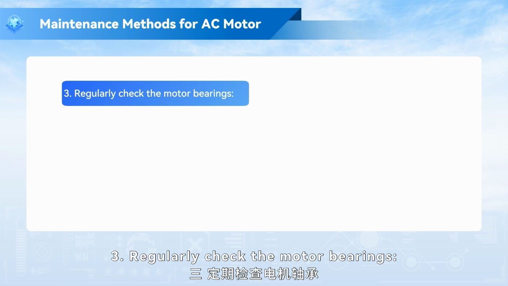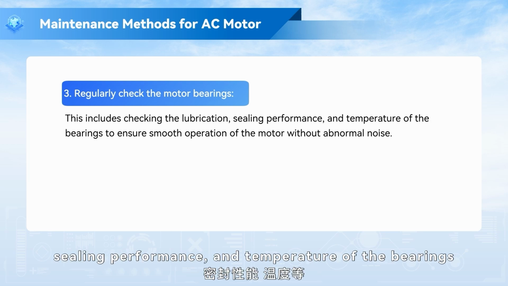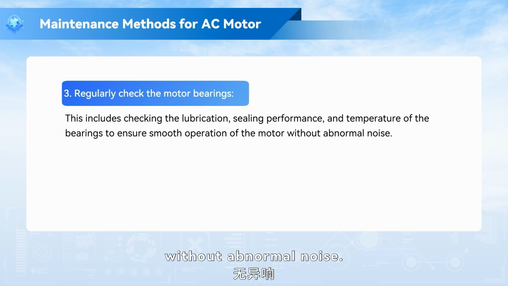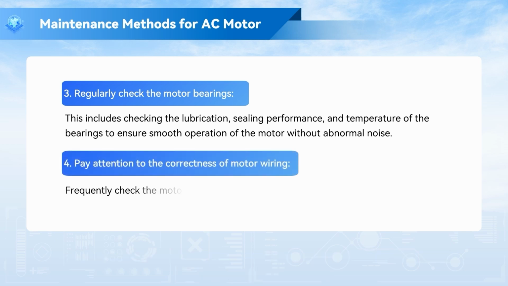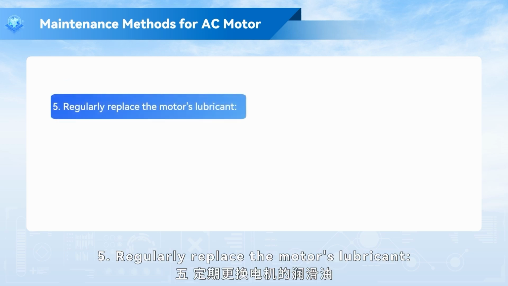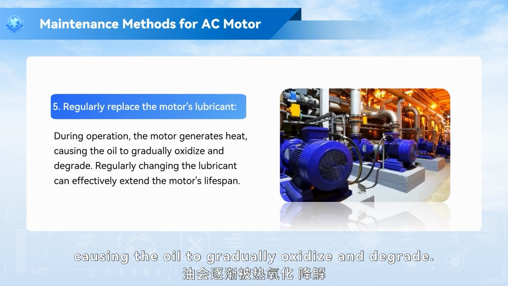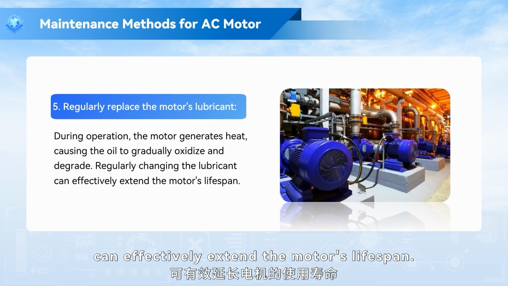3. Regularly check the motor bearings. This includes checking the lubrication, sealing performance, and temperature of the bearings to ensure smooth operation of the motor without abnormal noise. 4. Pay attention to the correctness of motor wiring. Frequently check the motor connections to avoid poor contact or disconnections. 5. Regularly replace the motor's lubricant. During operation, the motor generates heat, causing the oil to gradually oxidize and degrade. Regularly changing the lubricant can effectively extend the motor's lifespan.